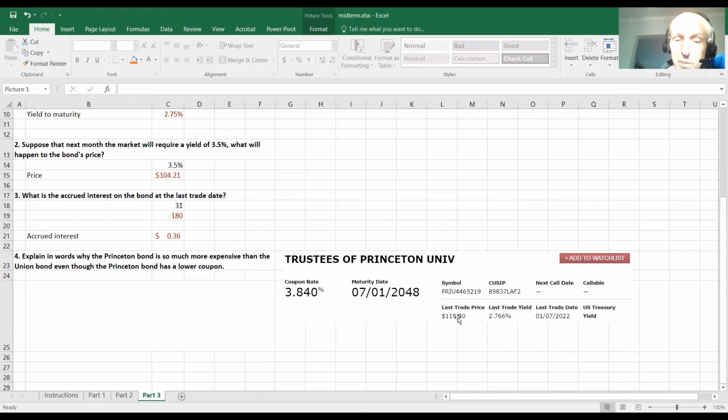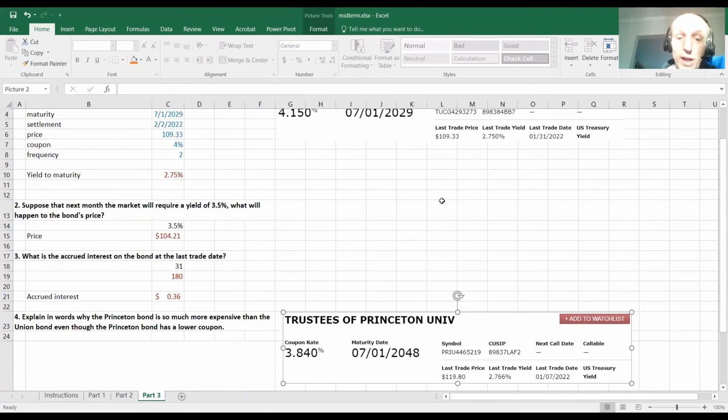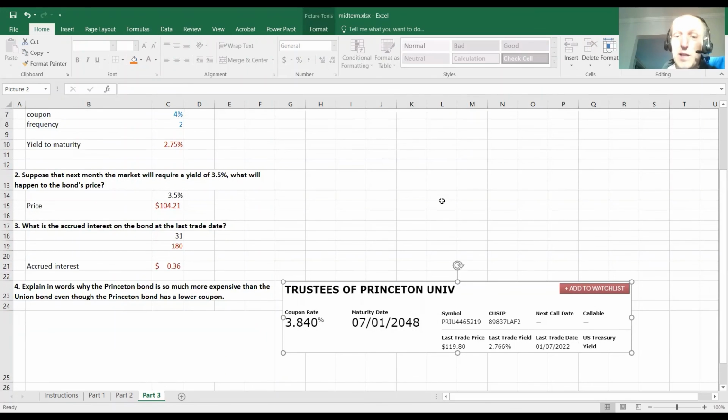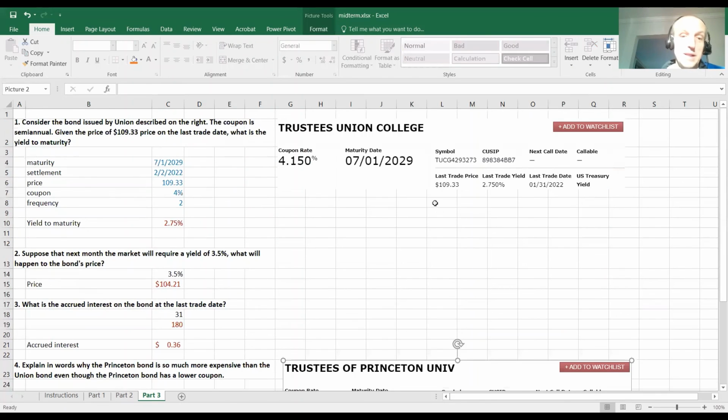So why is the premium so much higher for the Princeton bond than for the Union bond? Well, the answer is that the holders of the Princeton bond are willing to pay more because they're going to get above yield to maturity coupon for a much longer time period. Okay, they're going to be collecting 3.8% coupon for the next 26 years, whereas at Union, even though they're discounted at the same rate, you get to collect a higher coupon. That's true, but only for the next 7 years.